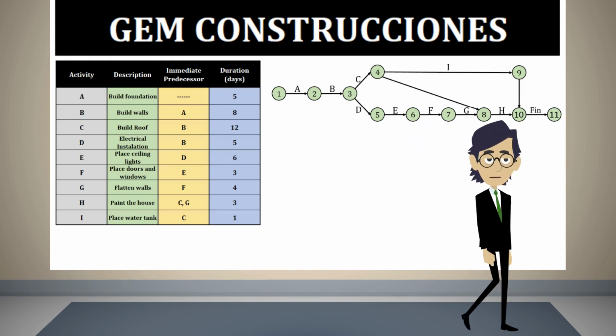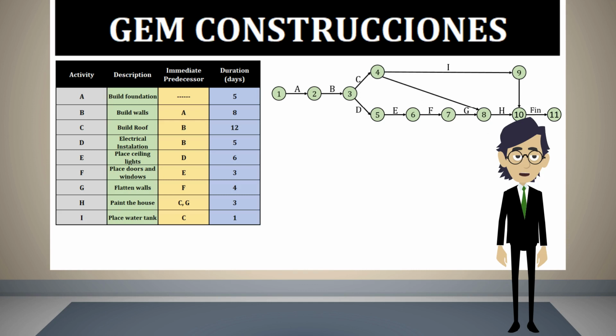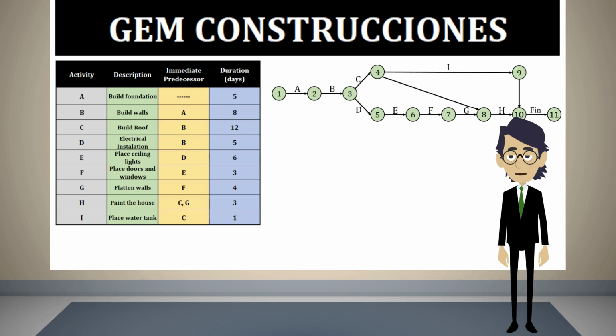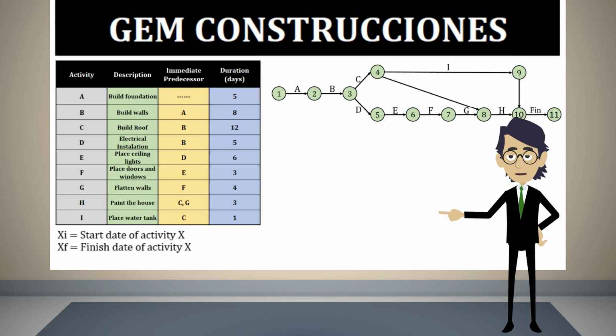Now, when we have a critical path problem, we usually want to know the duration of the project, and the activities that cannot be delayed. To do this, we will define the following variables. Xi represents the start date of activity X. And Xf represents the finish date of activity X.